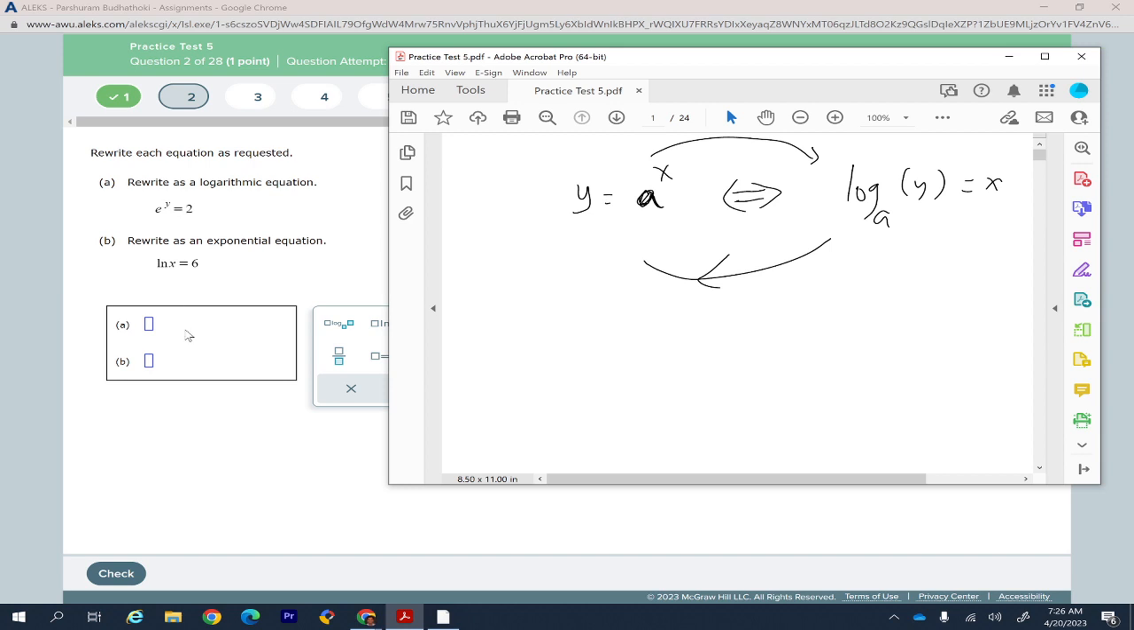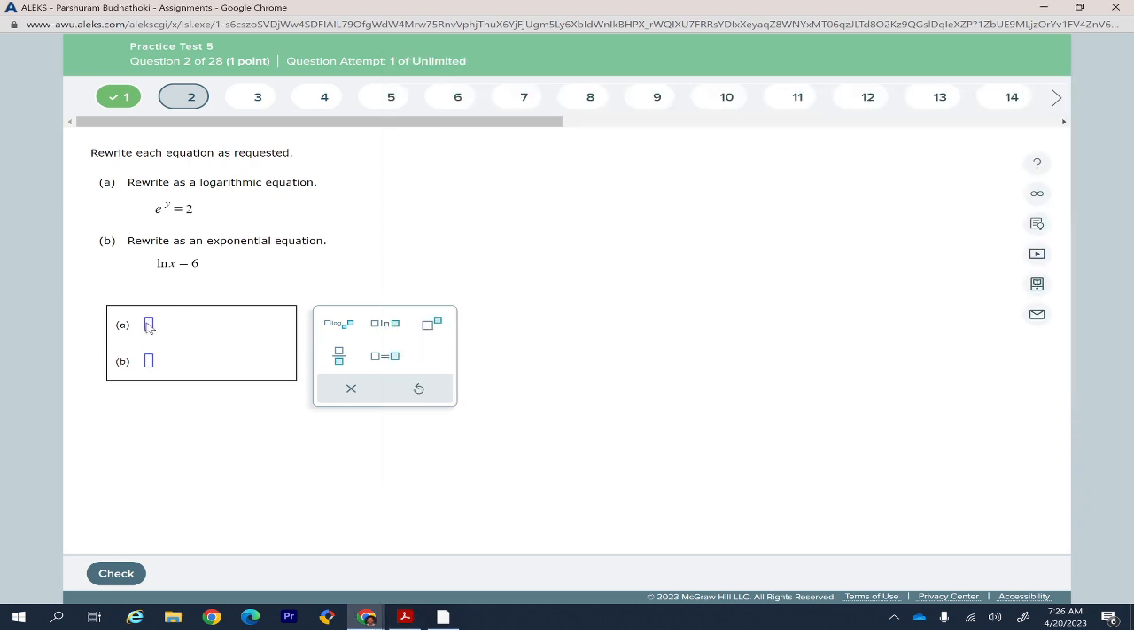So this would be y equals ln 2, and then here the base is e, because ln means log base e. Okay, e to the power 6 is equal to x.